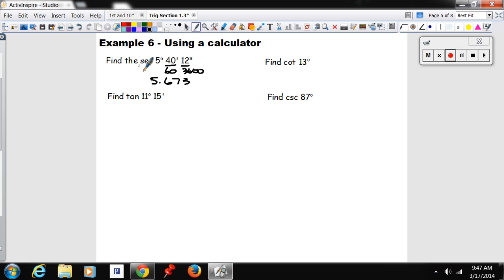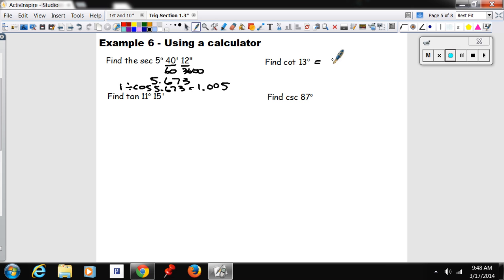To get the secant in your calculator, you're going to do 1 divided by cosine of 5.673, because you can't put a secant in just the way it is. So it's 1 divided by cosine 5.673 equals, and you get 1.005. So if you wanted to test that on your calculator, you could test that.